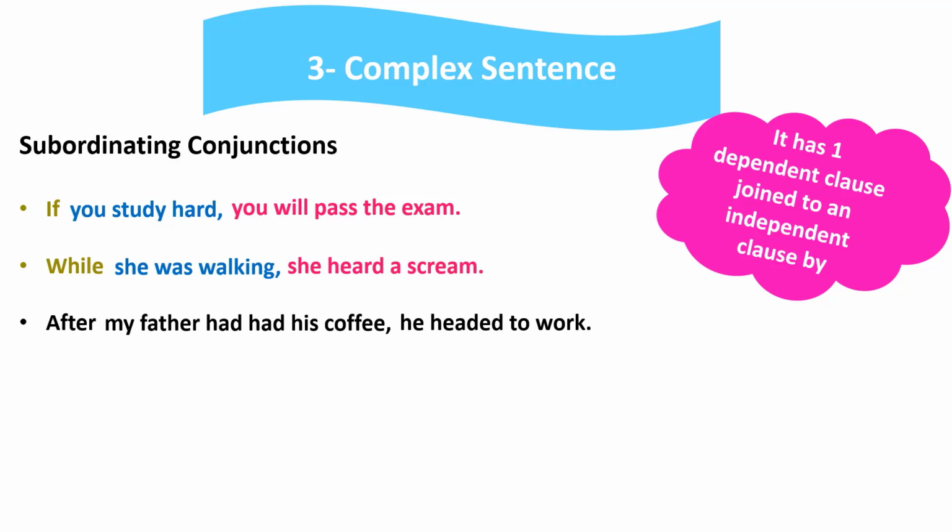After my father had had his coffee, he headed to work. After my father had had his coffee, okay, what happened? He headed to work. So the first part here is the dependent clause, while the second part is the independent clause. We can also write it differently using the linking word in the middle. You will pass the exam if you study hard, and in this case we don't use any commas, only a full stop at the end of the sentence.